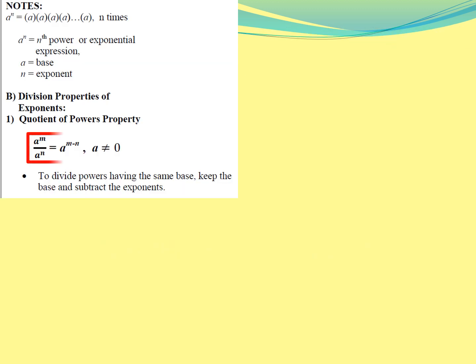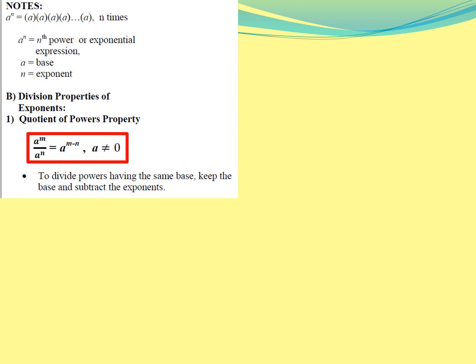We recall that a to the n means a times a times a and so on, times a, n times, where a to the n is the nth power or exponential expression. A is the base and n is the exponent. Now let's go to B, division properties of exponents.